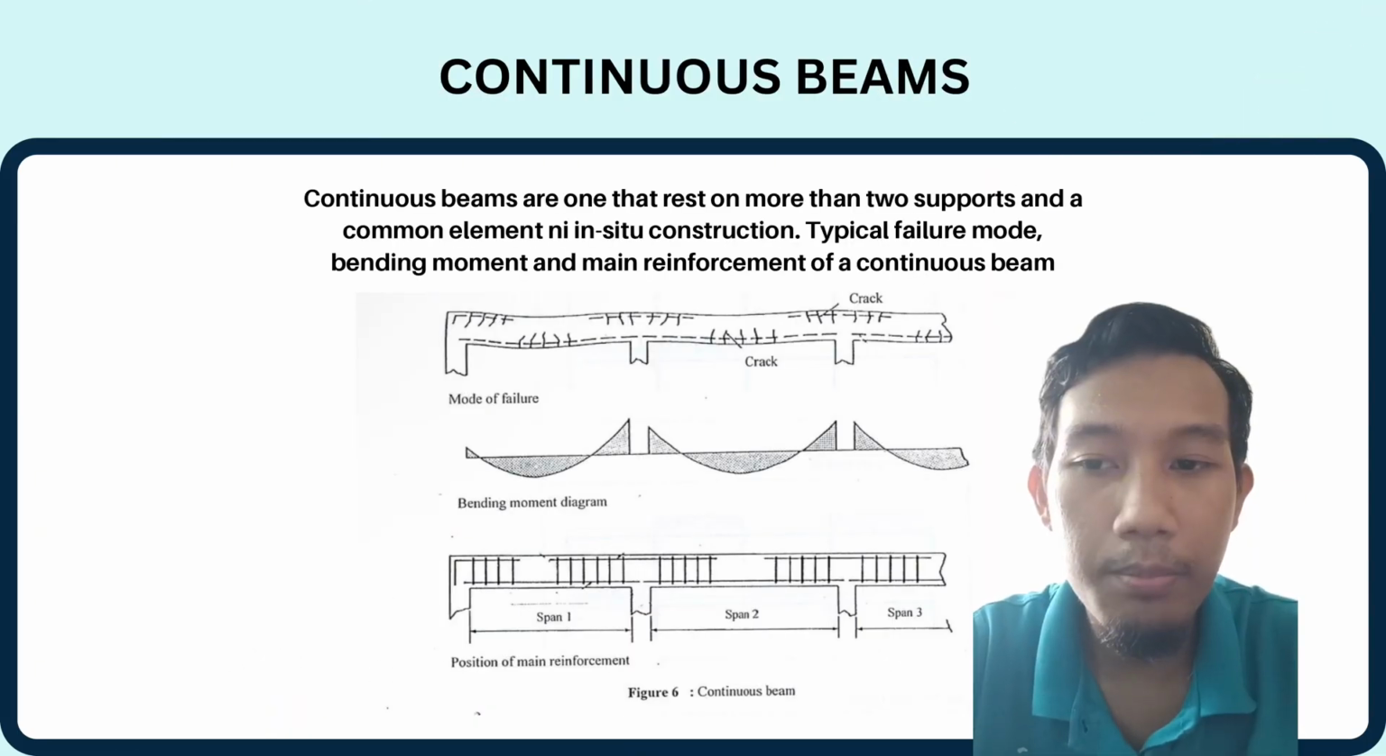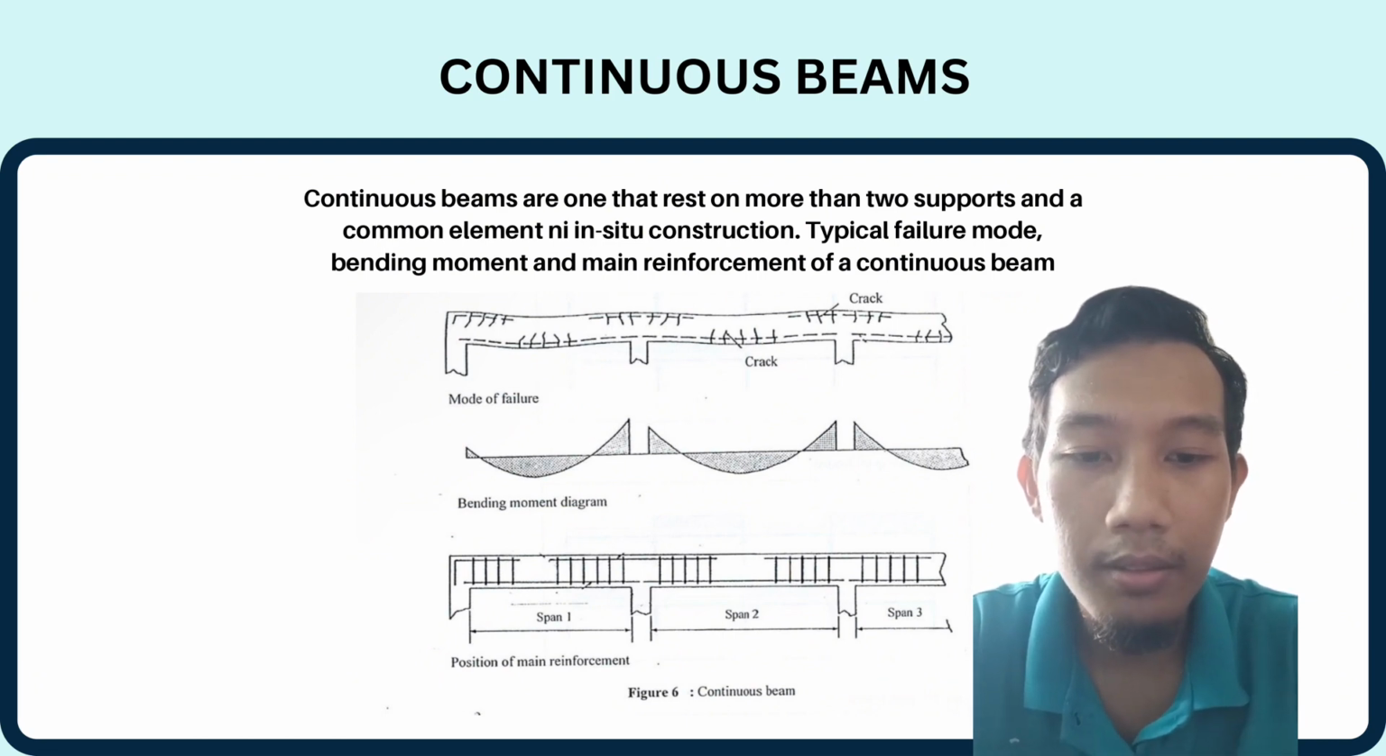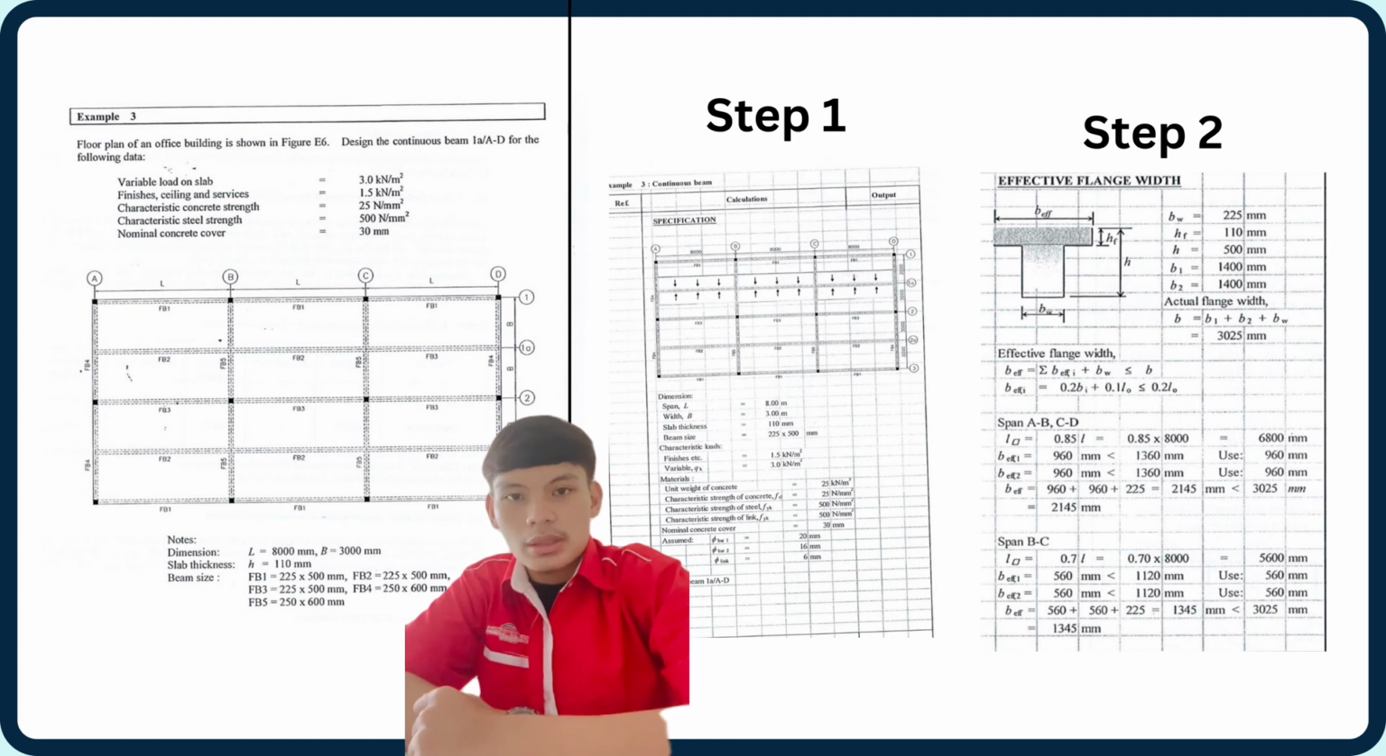Next is continuous beam. Continuous beams are ones that rest on more than two supports and are a common element in in situ construction. Typical failure mode, bending moment, and main reinforcement of a continuous beam. This is an example question for continuous beam.